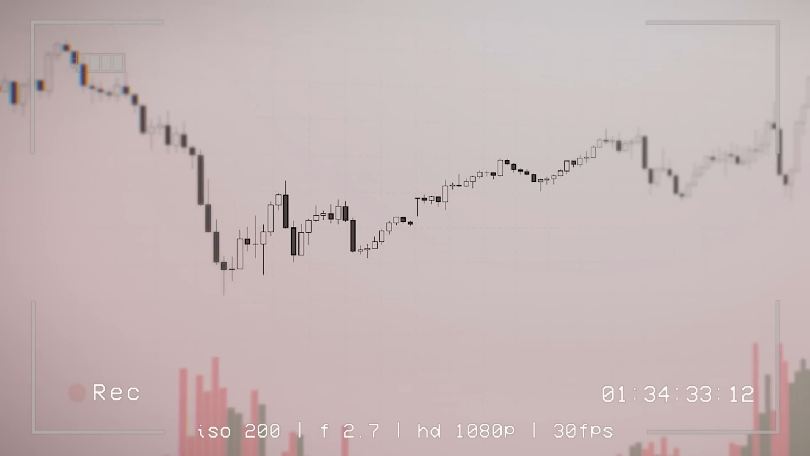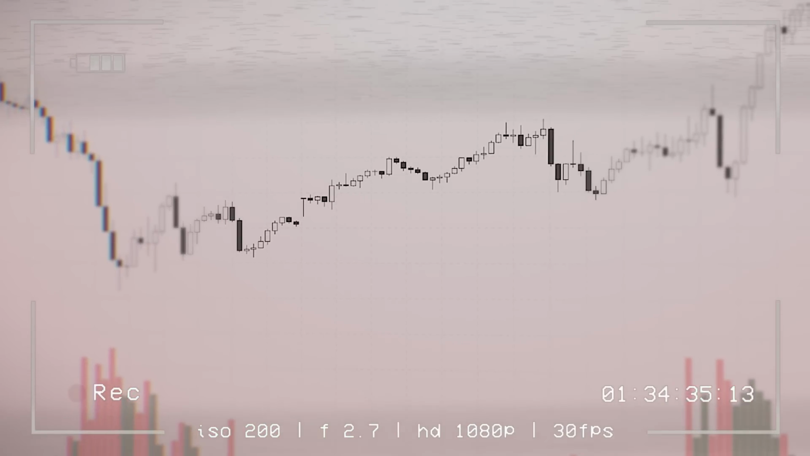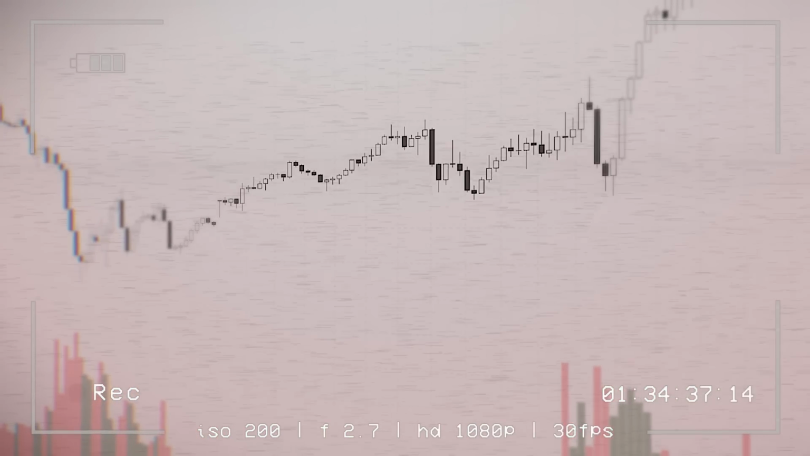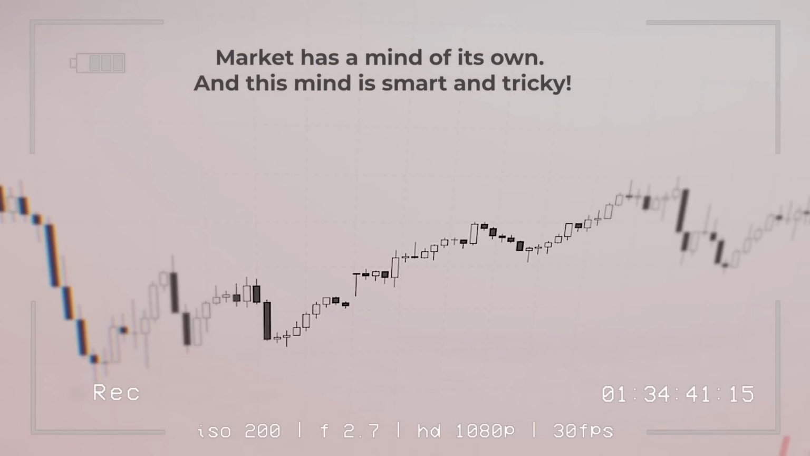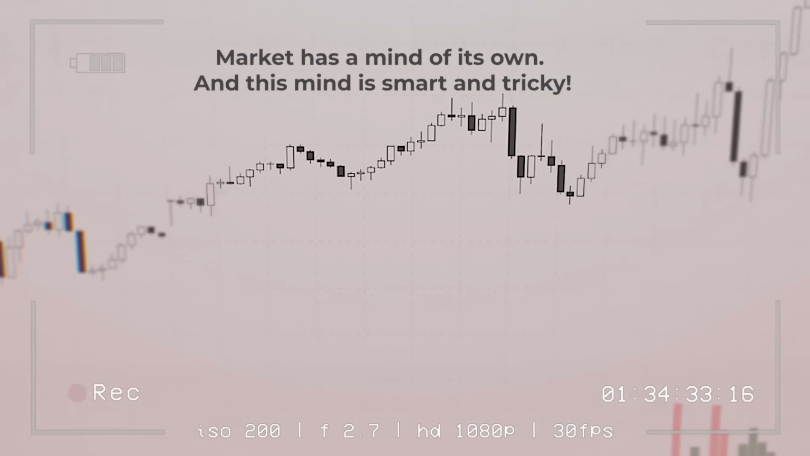The Composite Man isn't real. It's a tool to help us understand the market. It's like pretending the market has a mind of its own, and this mind is smart and sometimes tricky.